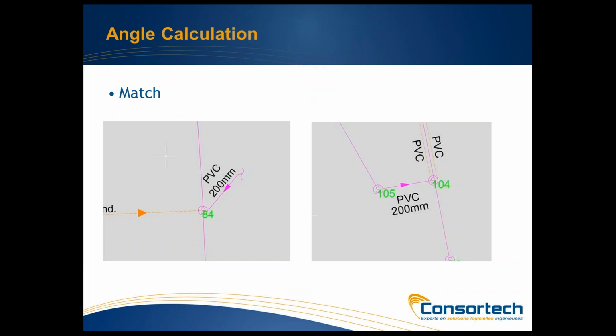So one of the challenges was angle calculation. If you look at the line on the left, we see that we have a pipe and it's 200 millimeters and it's made of PVC.